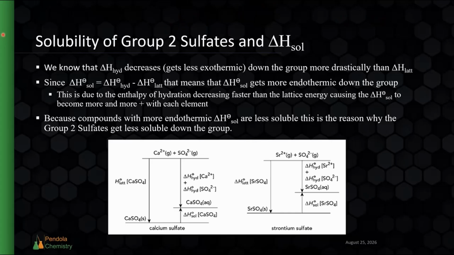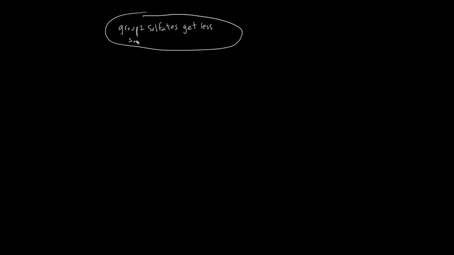So what do we mean by a mind map? Let me bring this up. So what would a mind map essentially look like? A mind map is essentially being able to map out your answer before you write it. So at the very top, we have obviously our main idea we want to get through. The main idea is that group 2 sulfates get less soluble due to more positive delta H of solution.